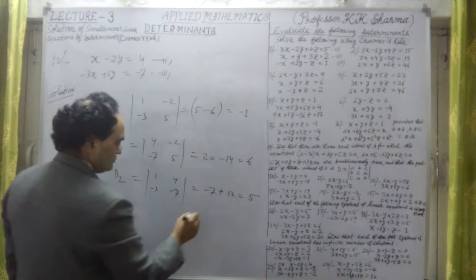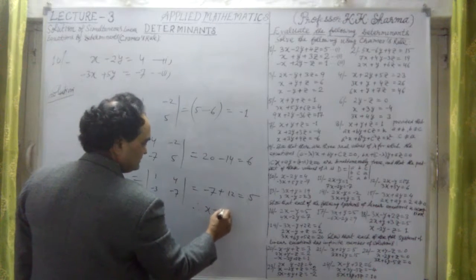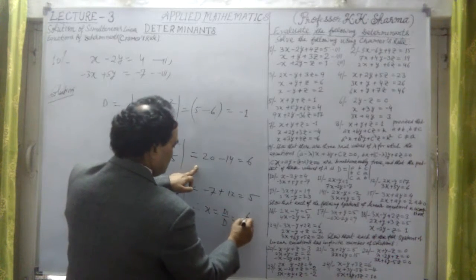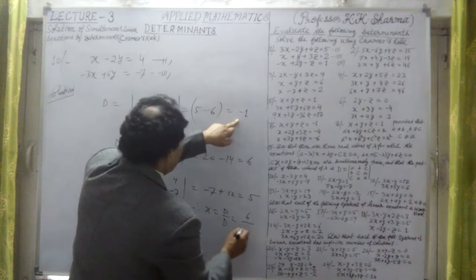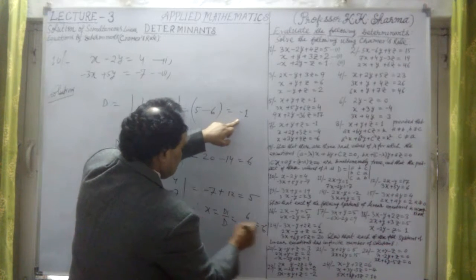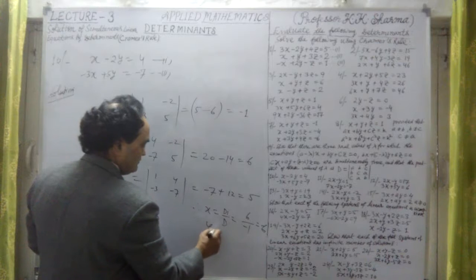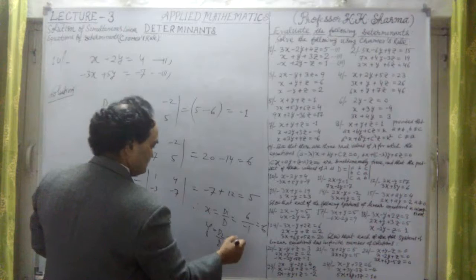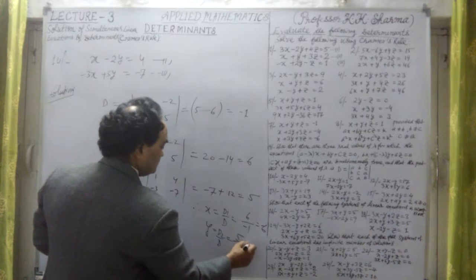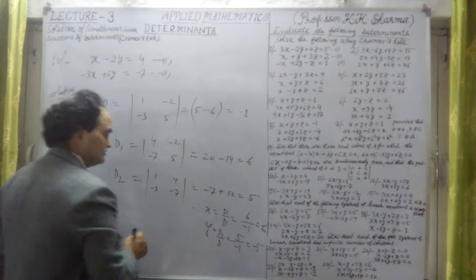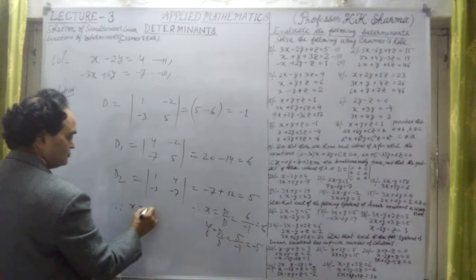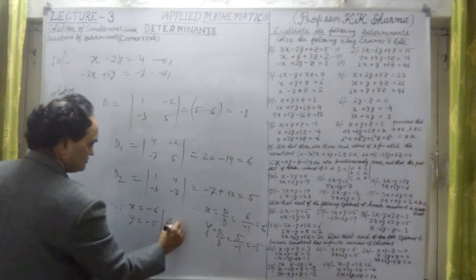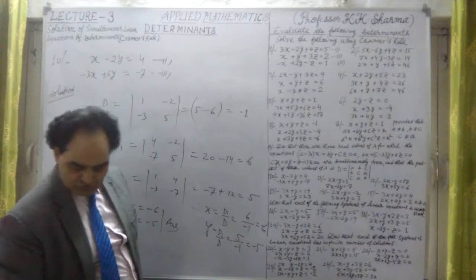Therefore, the variable x is D1 upon D. Now D1 is 6 upon minus 1, it is minus 6. x is minus 6. y equal to D2 upon D. Now D2 is 5 upon minus 1 equal to minus 5. Therefore x equal to minus 6 and y equal to minus 5. These are the two answers, the value of x and y we have calculated.